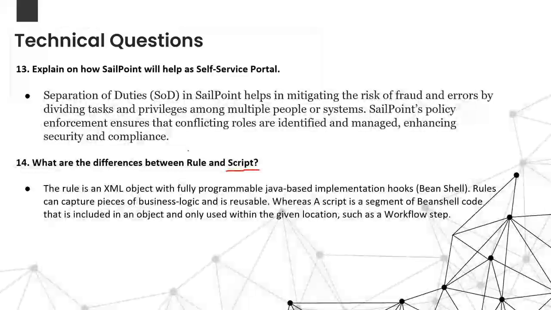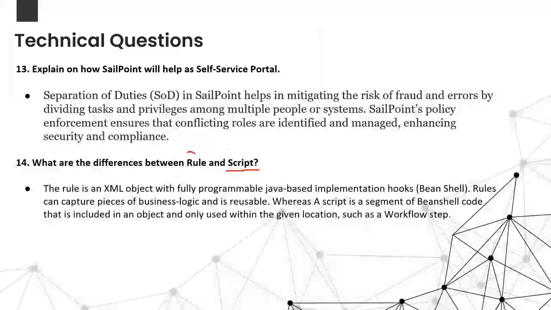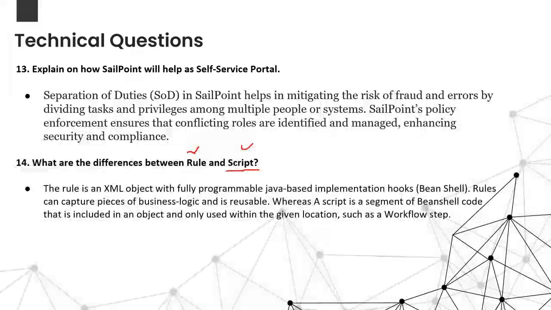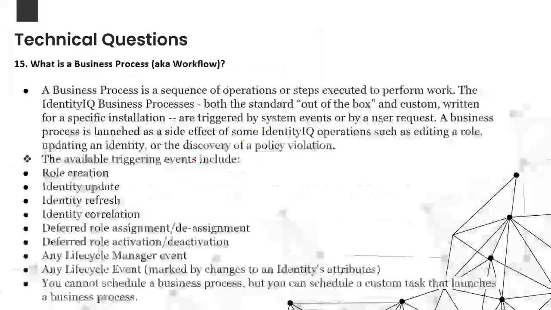Also, if there are more lines of code, then we go for a rule. If it is a single line of code, we call it a script. A rule is about reusability. A script will not have reusability at all. Whatever you have used for that particular application and functionality, it will work there as well.